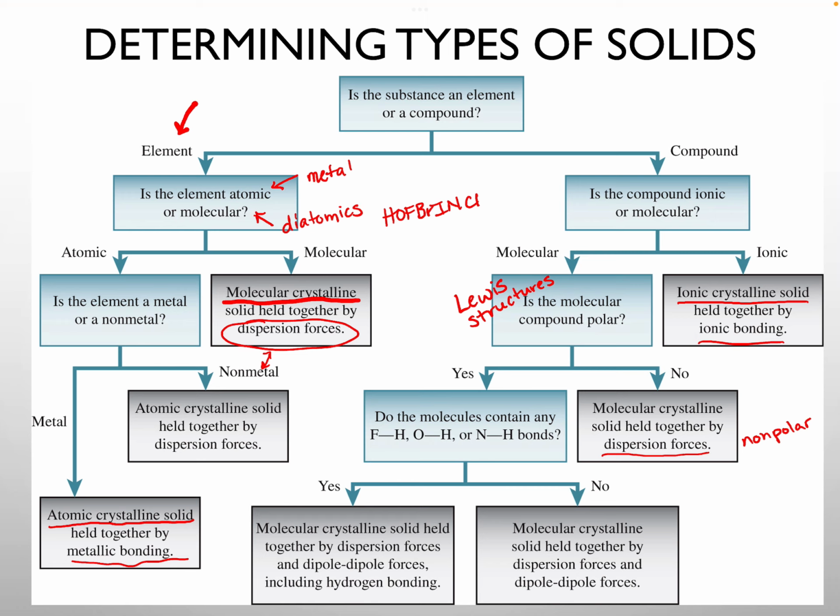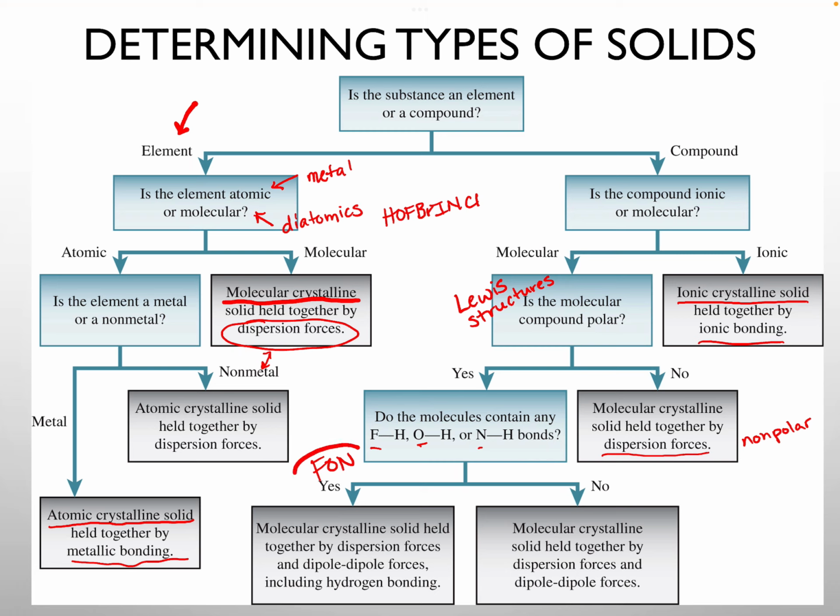If it's polar, you need to figure out, does it also have hydrogen bonds? If it has hydrogen bonds, fluorine, oxygen, nitrogen, remember, hydrogen bonds just want to have fun, then it would be a molecular crystalline solid held together by, and do you see it's got all of these forces? So we include all of the forces because it does have all of them.